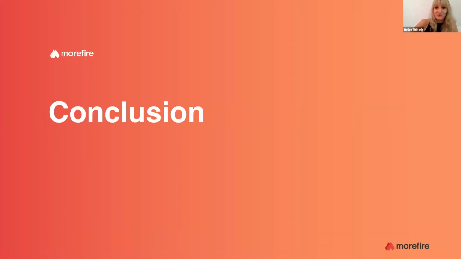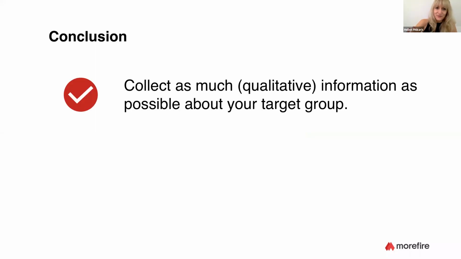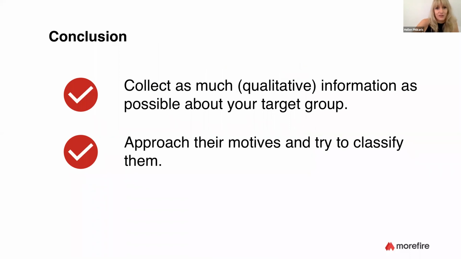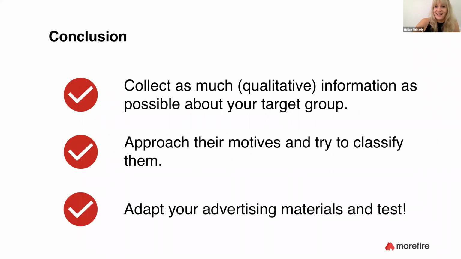And I'm coming to my conclusion. First, collect as much qualitative information as possible about your target group. Then, approach their motives and try to classify them. It doesn't necessarily have to be limbic, but you should use some model, because this way you're able to specify who you're addressing. Maybe you can tell me afterwards what models you used or already used and how it worked out, because I'm always interested in that. And finally, no psychological model is infallible. So just adapt your advertising material to the insights you have gained and just test it.